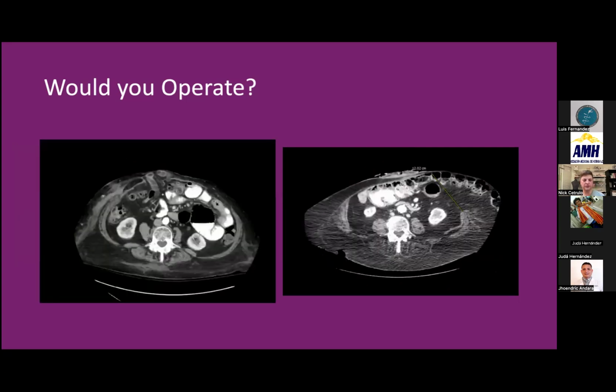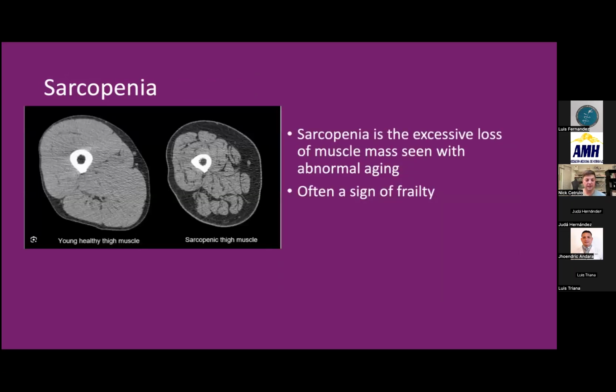For example, when you look at these 2 CT scans, the CT scan on the left, or screen left, excuse me, is a 58-year-old woman, and the one on the right is a 70-year-old. So you can see that despite the age not being the most important thing, because these 2 patients are actually younger than the prior 2 CAT scans I showed you. So what I'm talking about here is sarcopenia. Sarcopenia is defined as massive loss of muscle mass seen abnormally with aging, excuse me, and is often a frailty.